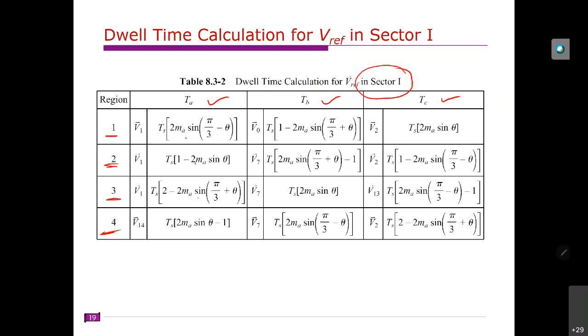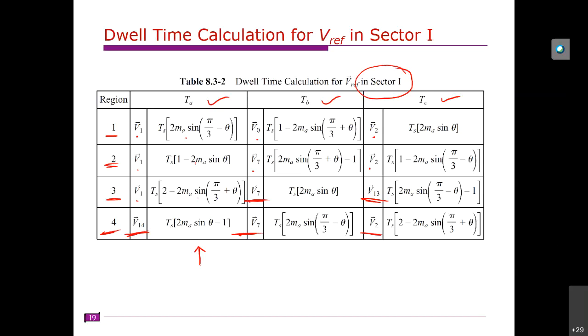In sector 1, region 1 is for V1, V0, V2. Similarly, region 2 is V1, V7, V2. Region 3 is V1, V7, V13. Region 4 is V14, V7 and V2. So these are the timings, the dwell times, to obtain a V reference vector in sector 1 for the different regions.